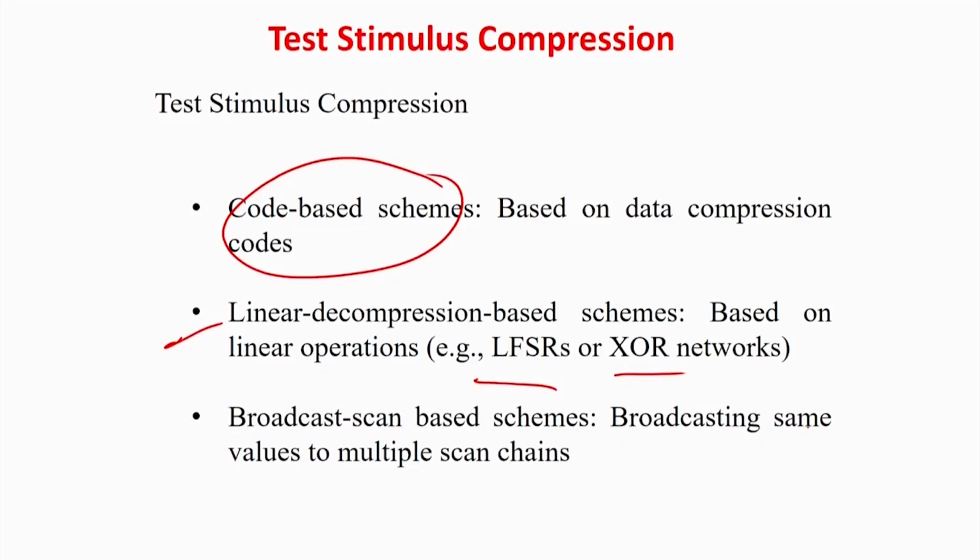There is also something called the broadcast scan based scheme, broadcasting the same values to multiple scan chains. Can we reorient the scan values so that the same values can be put in multiple scan chains in parallel? If two scan chains have the same value to be pumped in, I can use the same channel of the ATE to do that.